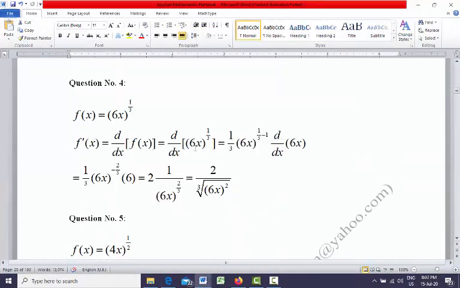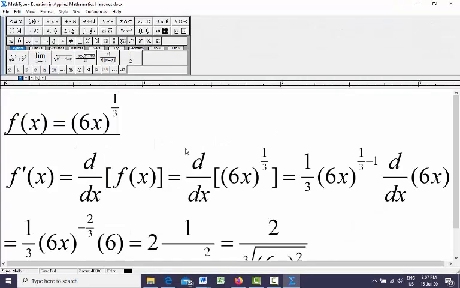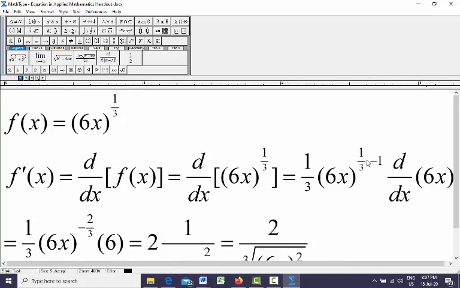Now let us move to the next one. Question number 4. Here you can see we have (6x) power 1/3. So if you do differentiation, as I said before, there is a bracket here, and on top of that there is a power. If you have something like that, you have to process the power first.